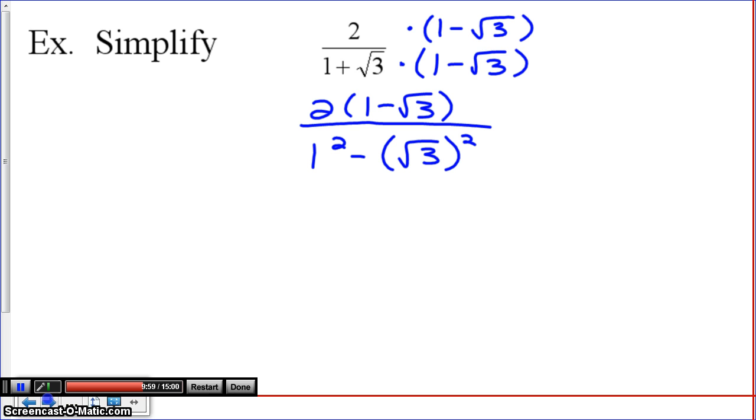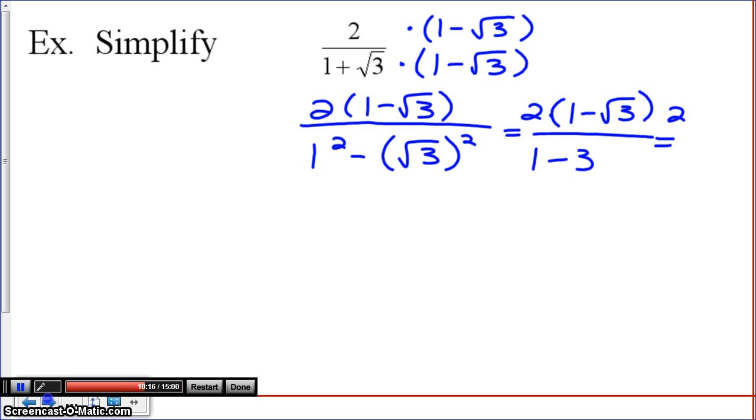Now, the reason I did not distribute my 2 is because if I look at my denominator, I know I can simplify that. To simplify my denominator, I'm going to have 1 minus 3, which equals -2. Now, I can see that by simplifying my denominator before my numerator, I can reduce my 2's. If you hadn't done that, that's fine. You would have to refactor out your 2 from the numerator in order to simplify.